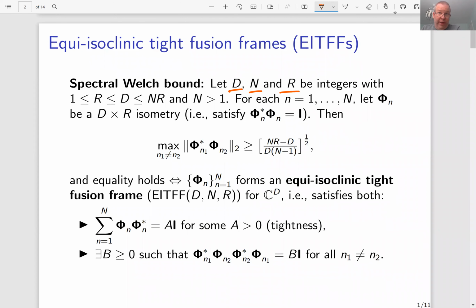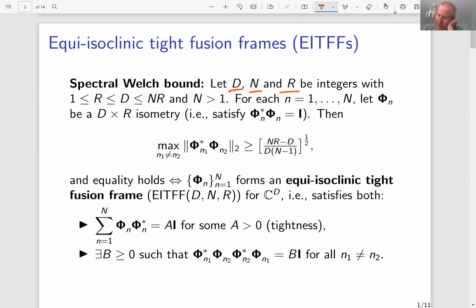What they're going to represent: D is going to be the dimension of some sort of vector space, some sort of Hilbert space that I'm going to be working in. And the third number, R, is going to be the dimension of the subspaces I'm working with. The middle number, N, is going to be the number of those. So I'm trying to arrange N subspaces of a D-dimensional space where each one of those subspaces is of dimension R in sort of the nicest way possible, okay? And I'll try to explain more formally what I mean by that.